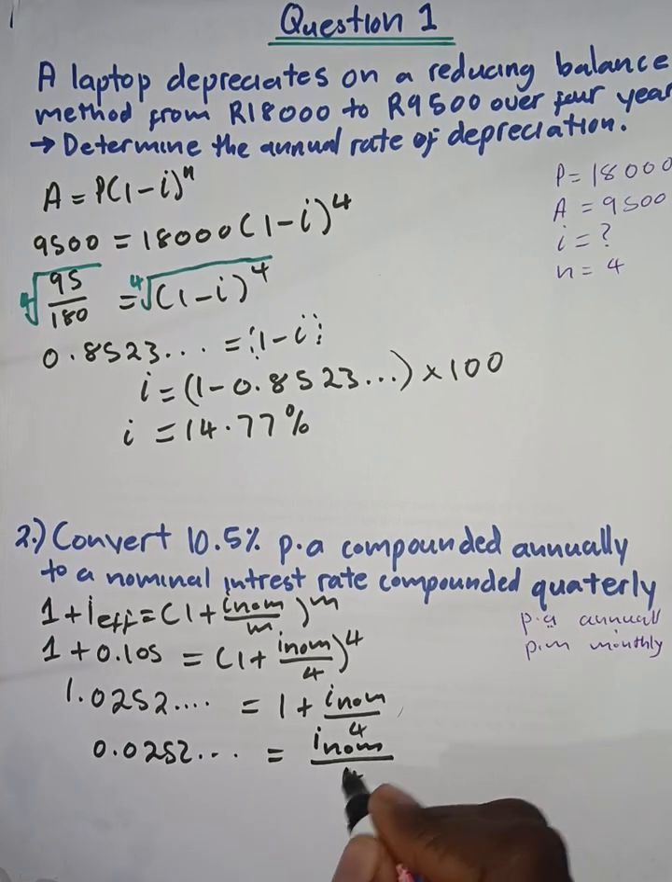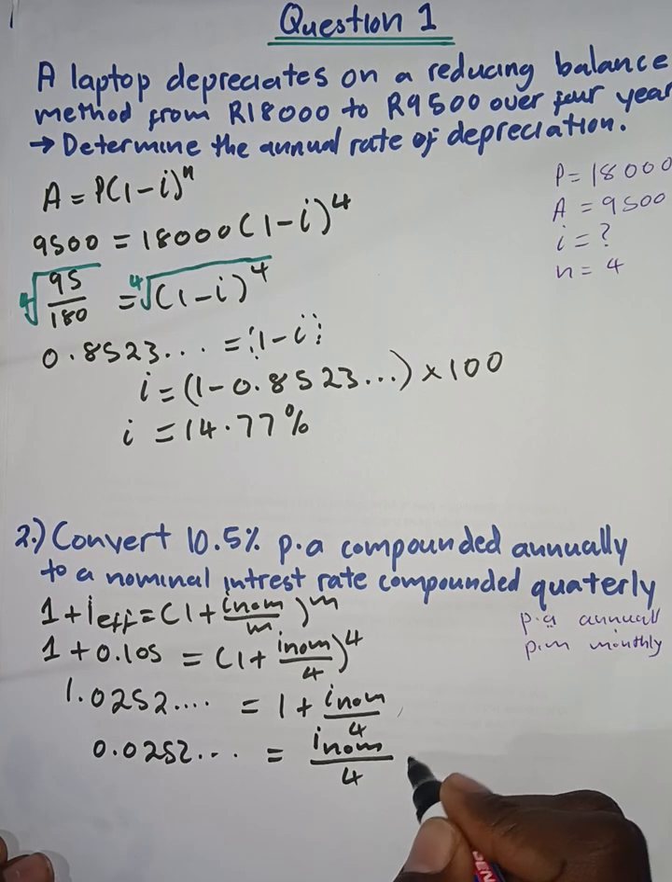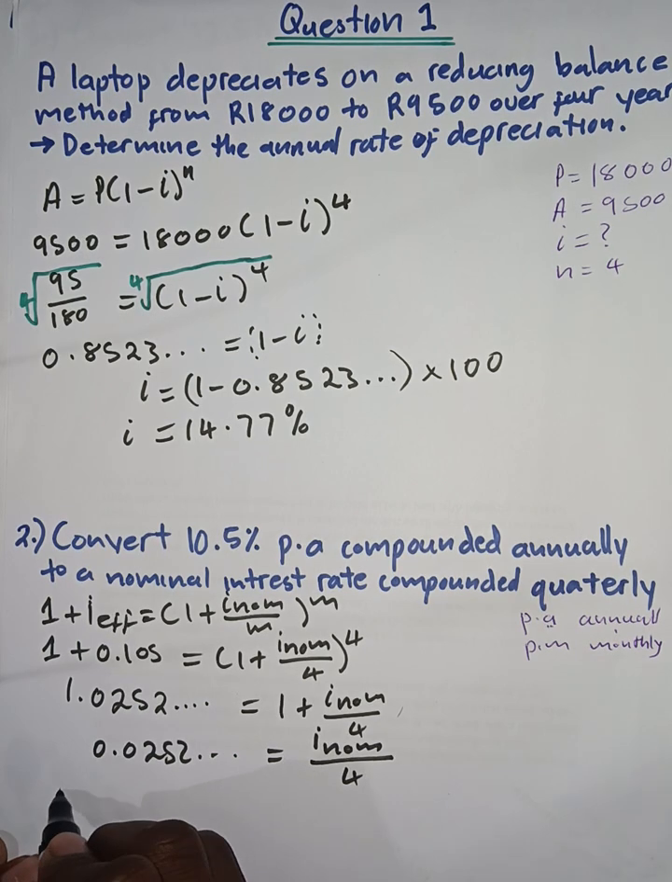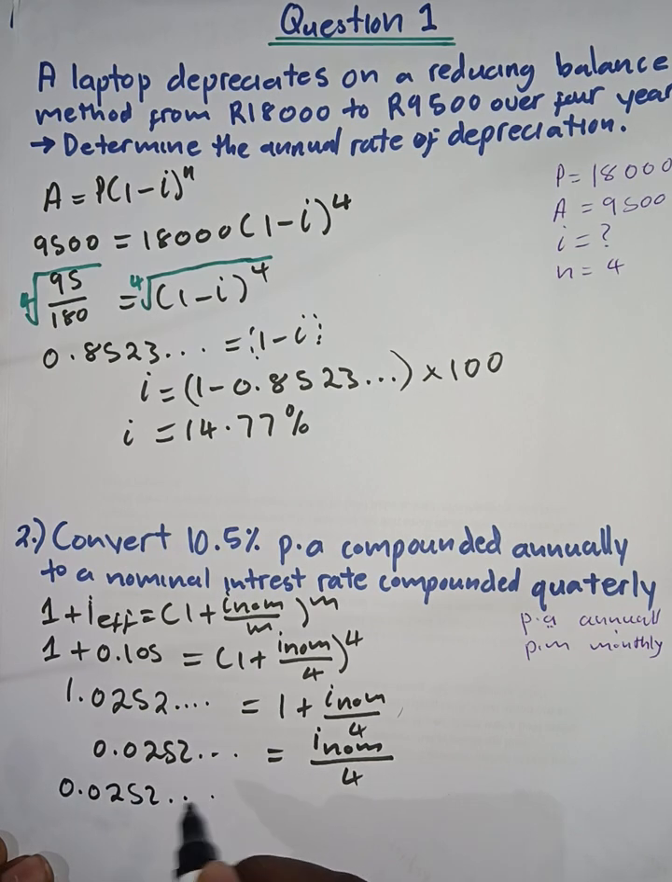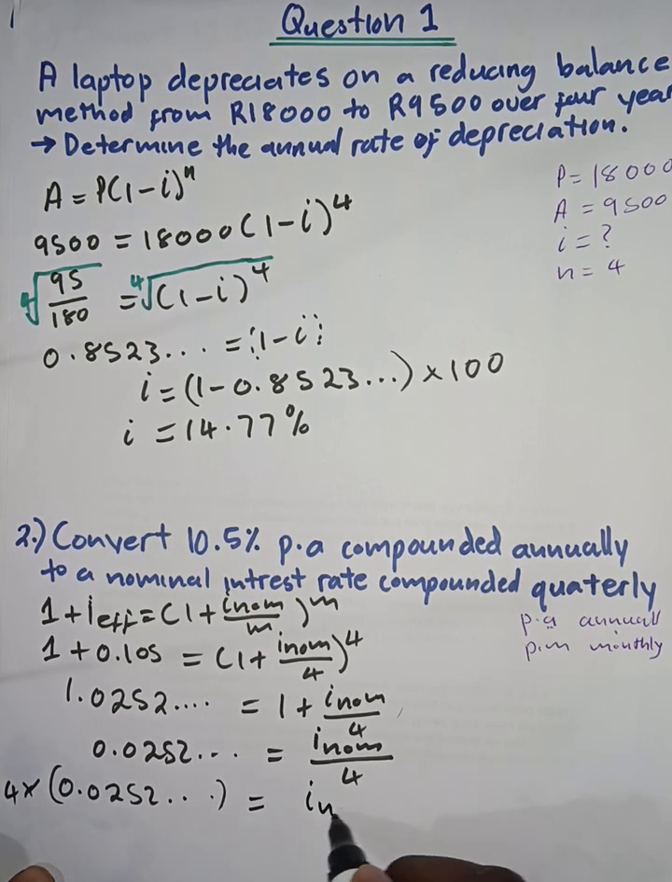And in this case, to get rid of that 4, remember we are looking for i norm, so we would multiply by 4 on both sides. So in actual fact, this would be 0.0252 and some other decimal. Of course, you need to write all of those decimals, because if you round off early, your answer will change at the end. But remember, we're multiplying this by 4, and this would be equal to i norm.